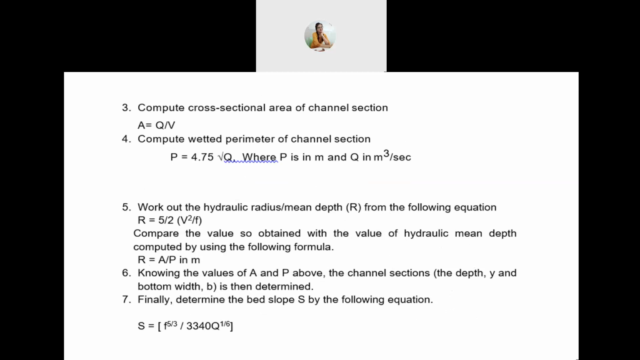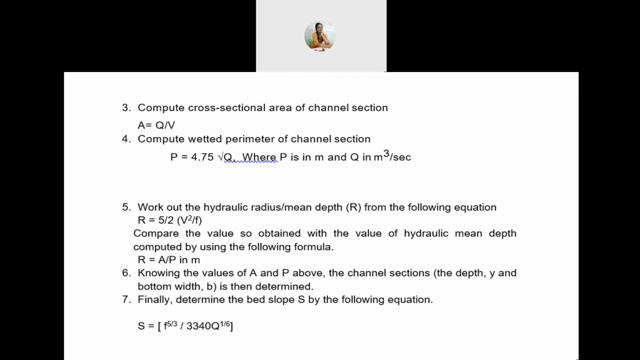Third step, computing the cross-sectional area of the channel section, capital A is equal to Q by V. Fourth, computing the wetted perimeter of the channel section, that is P is equal to 4.75 root over Q, where P is in meter and Q is in meter cube per second.